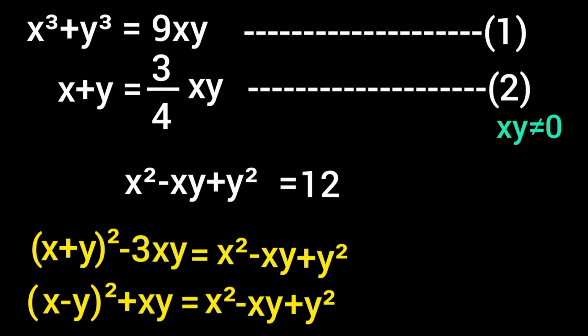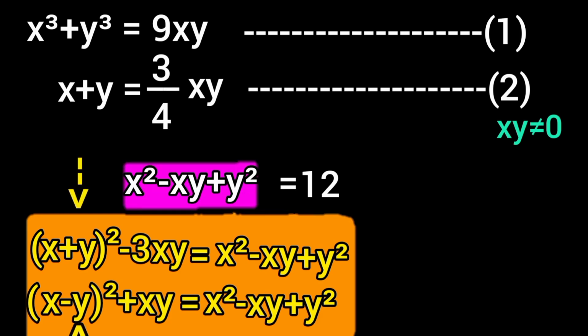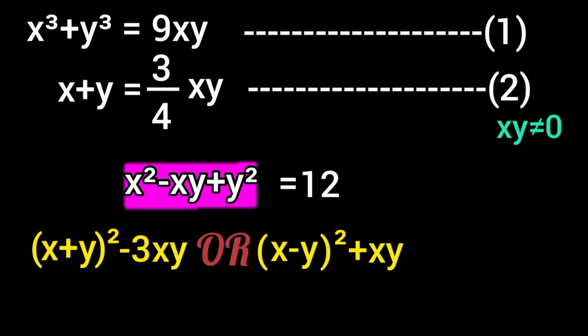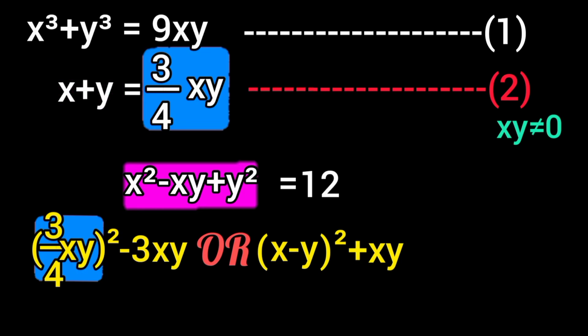Now there's no difference between this expression here and these two equations, so we can successfully replace this expression with any one of these. But which one should we choose? If you look carefully, then the answer should be apparent, since we know that from equation 2, x plus y can be written as 3/4 xy.